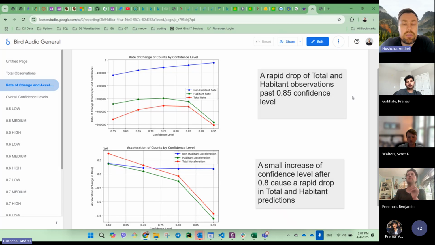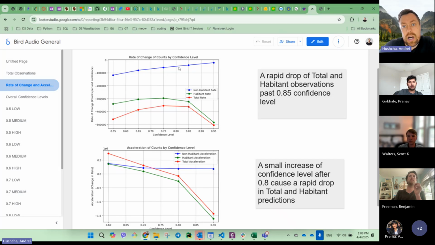So let me describe what these plots show us. Basically, we are looking at the rate of change. We are trying to see what is the change in numbers when we level up our confidence level. In this case, let's say the blue one, the non-habitant rate.